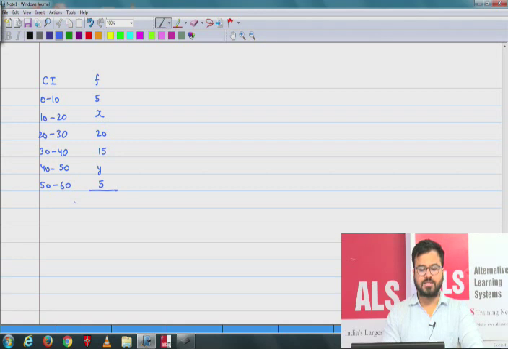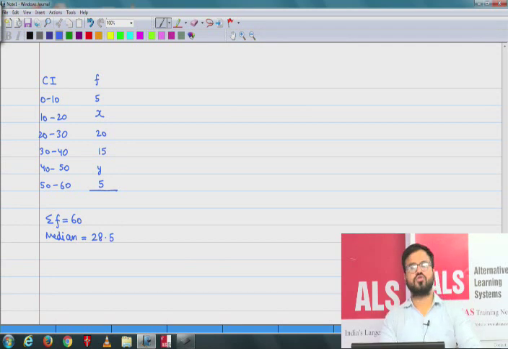Total frequency is given, that is 60. And median for this data is given, 28.5. So using these two values, we have to find the value of the missing frequencies x and y. So try this. In the same way, since we have to find x and y, there will be two equations for x and y.